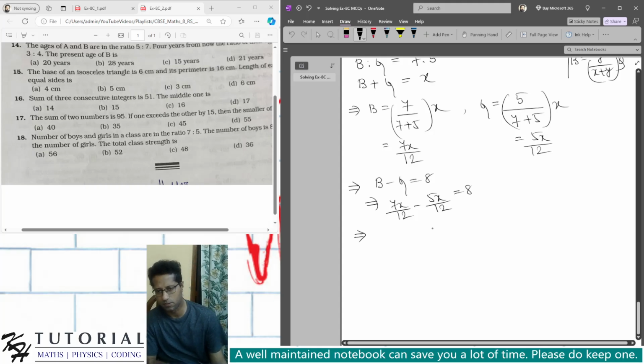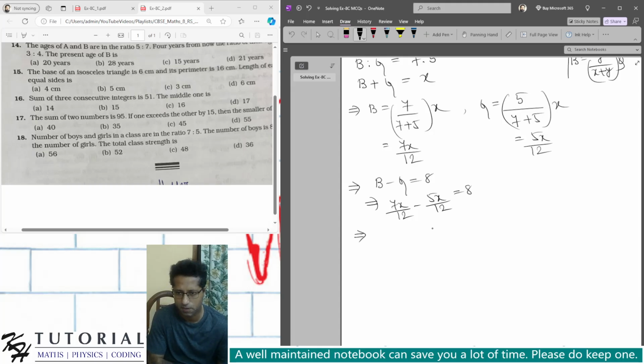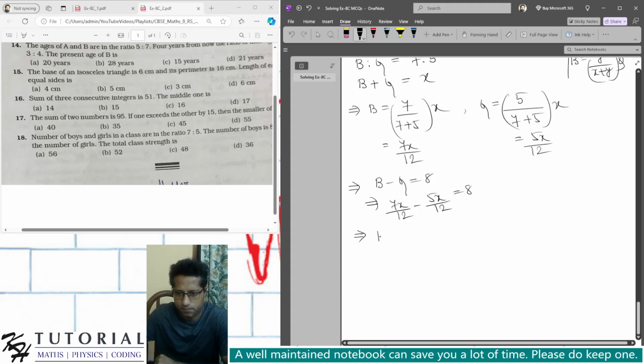Now in this equation we see there are rational terms 7x by 12 and 5x by 12. So you can multiply both sides, where the rational terms are involving the variable, by the LCM of the denominators of all the rational terms, which in this case are the same. Both the denominators are 12. So I can multiply 12 on both sides and get 12 multiplied by 7x by 12 minus 5x by 12 is equal to 12 multiplied by 8.